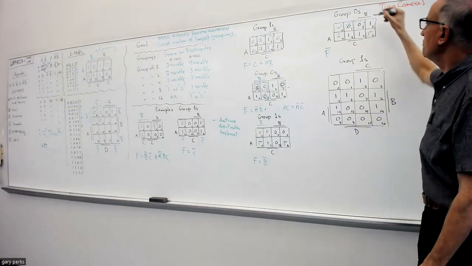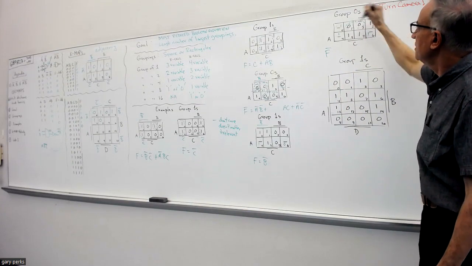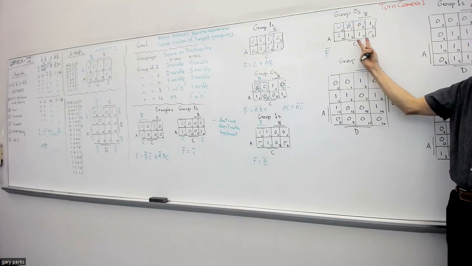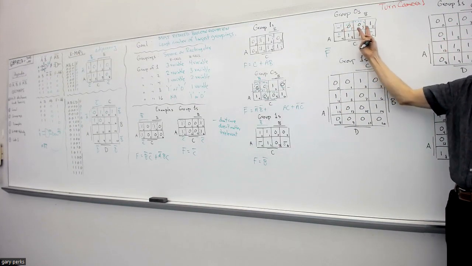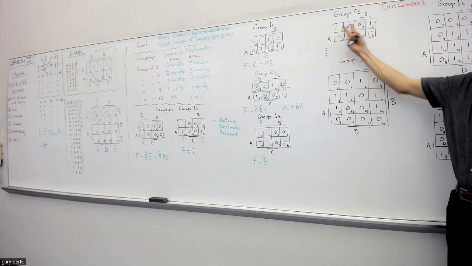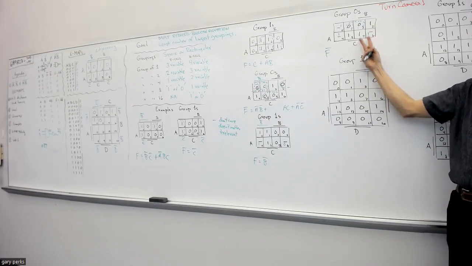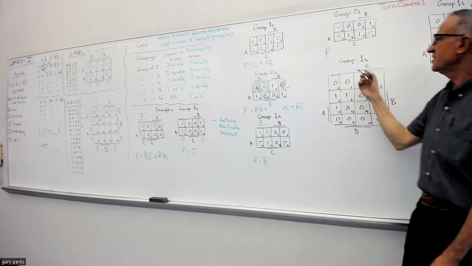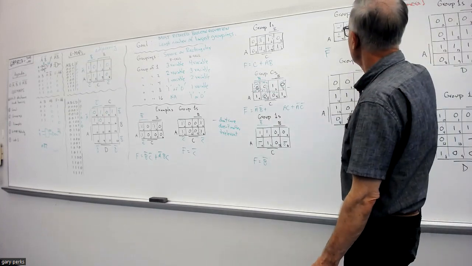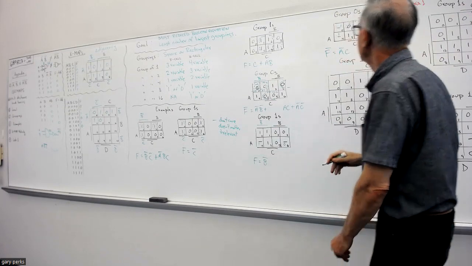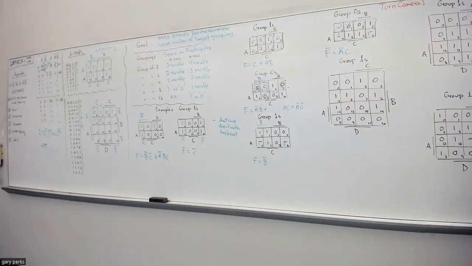Okay, so yeah, we would just have 1, 2 grouping here. So what term would we get from this grouping? Trying to give you a hint. Not A. Then what? Not A, C, right? Because they're both in the not A row and both in the C column. Okay.